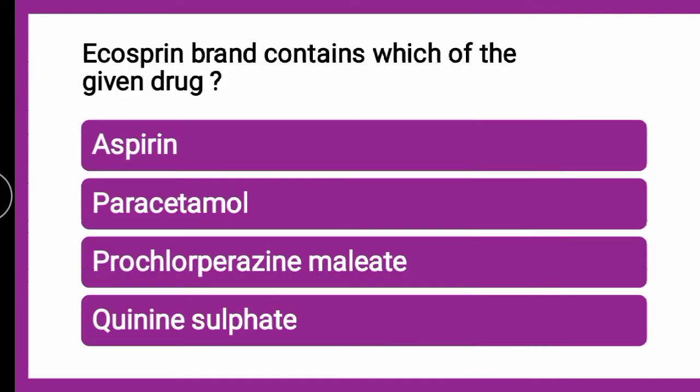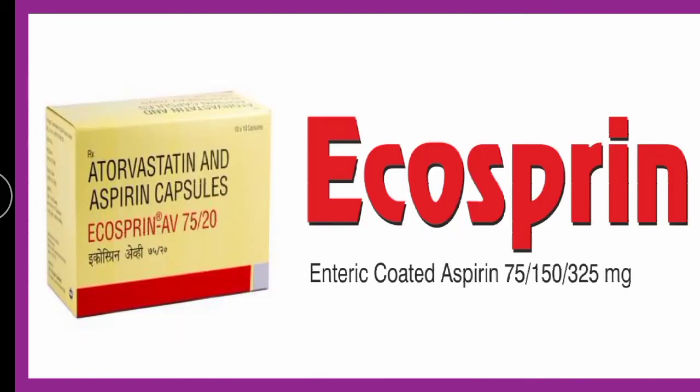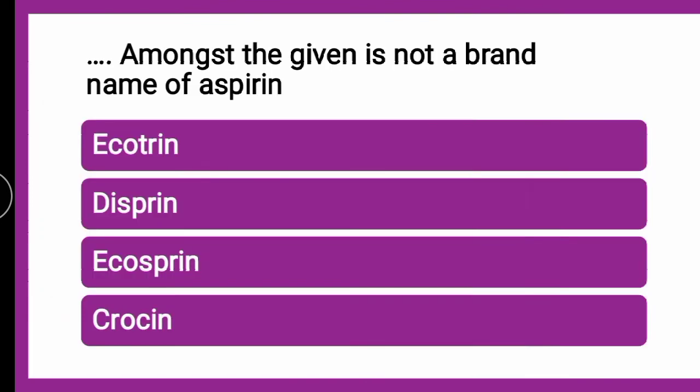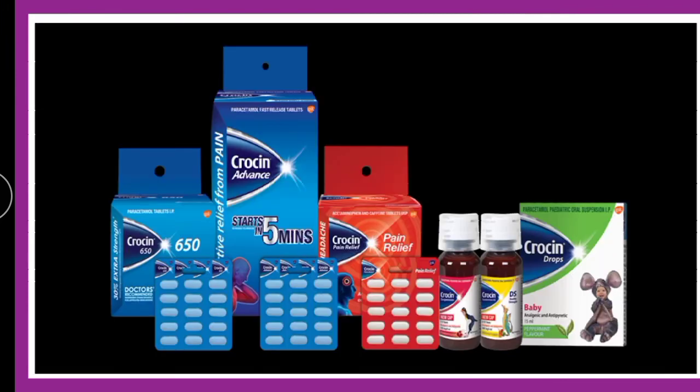Next question is, Ecosprin brand contains which of the given drug? Whether it contains aspirin, paracetamol, prochlorperazine maleate or quinine sulfate. The correct answer is, it is aspirin. Ecosprin contains aspirin. Next question is, amongst the given, which is not a brand name of aspirin: Ecotrine, Disprin, Ecosprin or Crocin. The correct answer is Crocin, because Crocin contains paracetamol, which exists in tablets, syrup, etc. dosage forms.